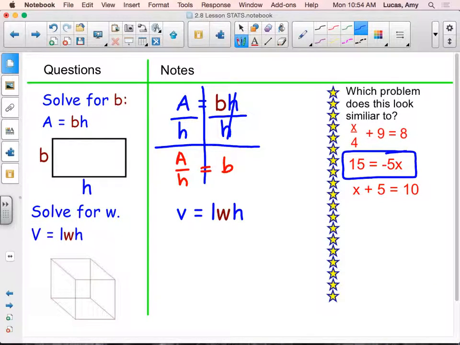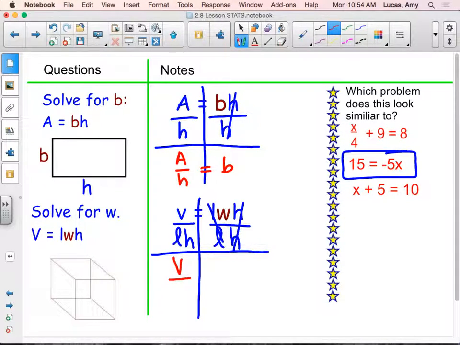The next one is very similar. Solve for W. V equals LWH. Volume equals length times width times height for a rectangular prism. L, W, and H are all multiplied together. The inverse of multiplying is dividing. I can divide by both L and H at the same time, like this. And that will cancel out the heights, cancel out the lengths, and my answer, volume divided by length times height, equals the width.